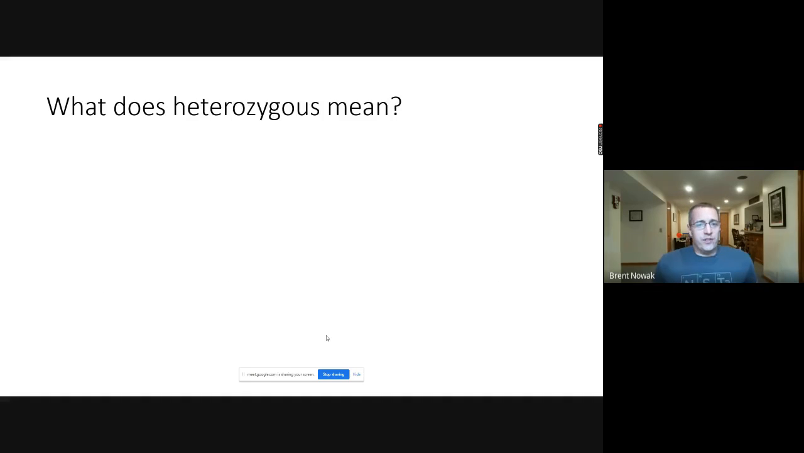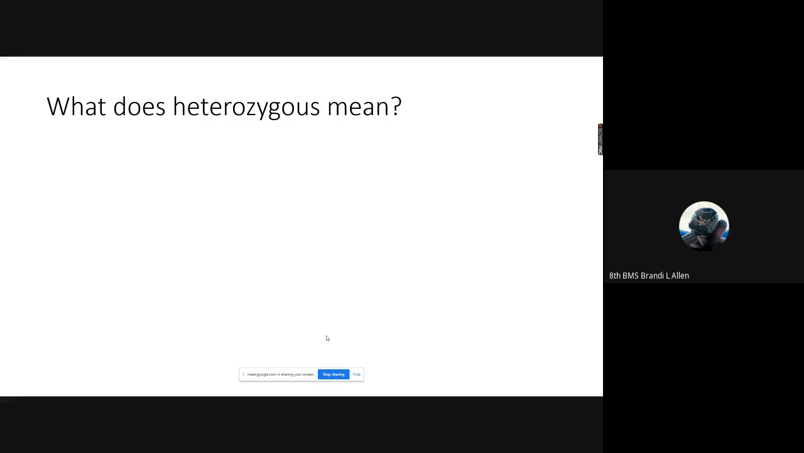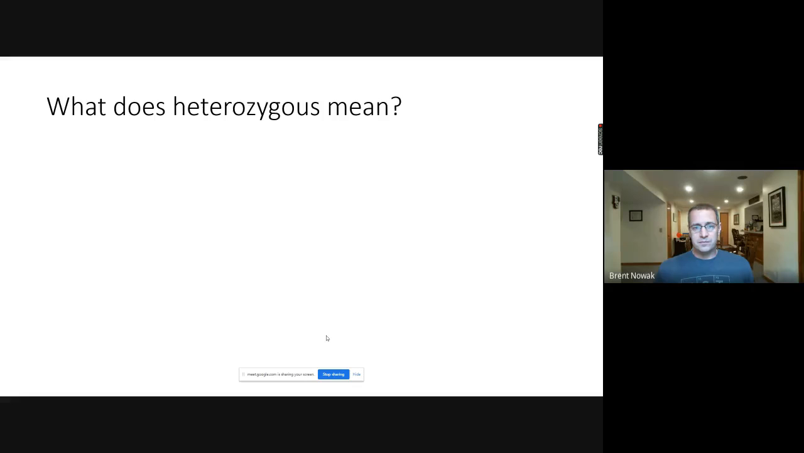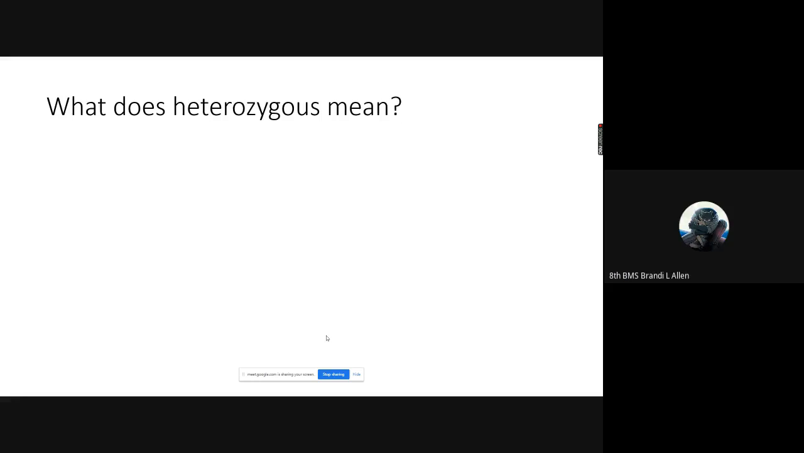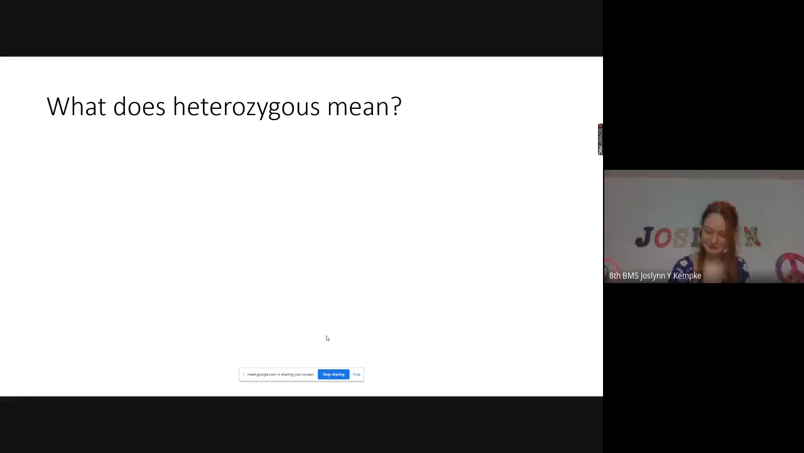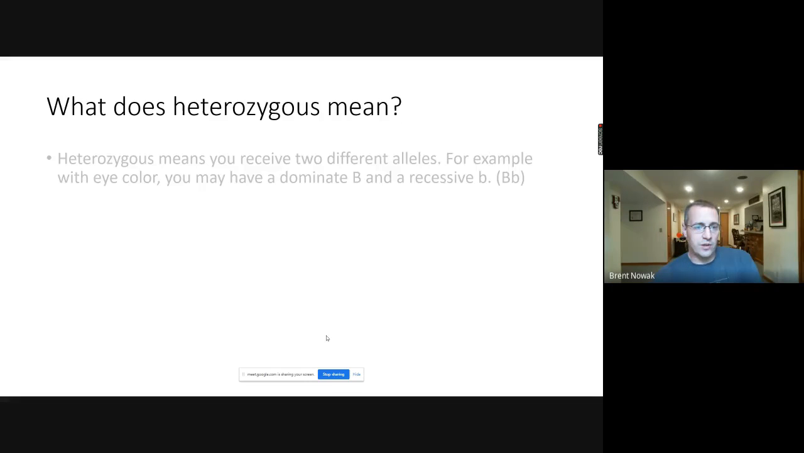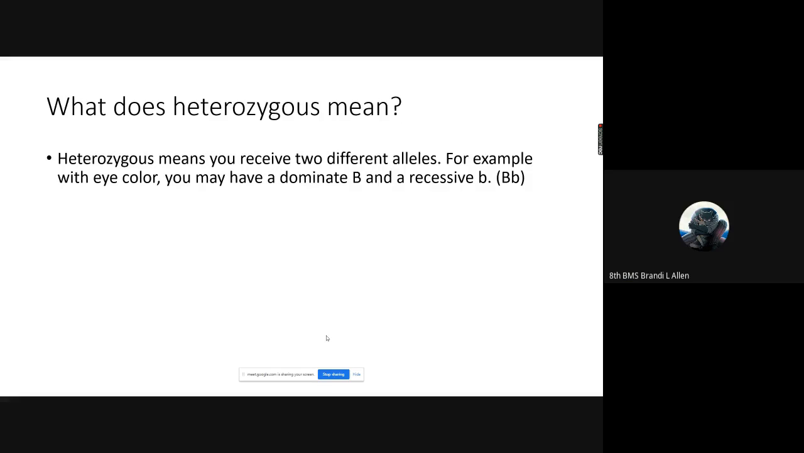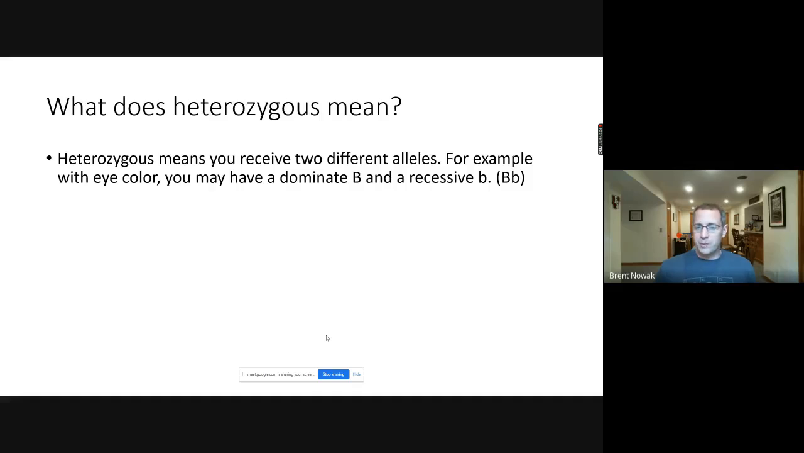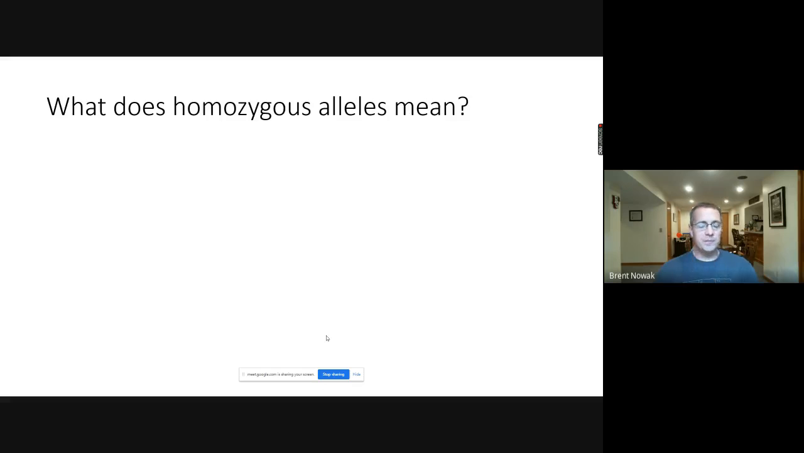I need to know what this word means. What does heterozygous mean? Heterozygous means two of the same alleles. Do you all agree? No. Two different. Okay, so heterozygous means we receive two different alleles. For example, with eye color, you may have a dominant B and a recessive b. So if you have capital B, lowercase b, what's your eye color going to be? Brown. Good, brown.